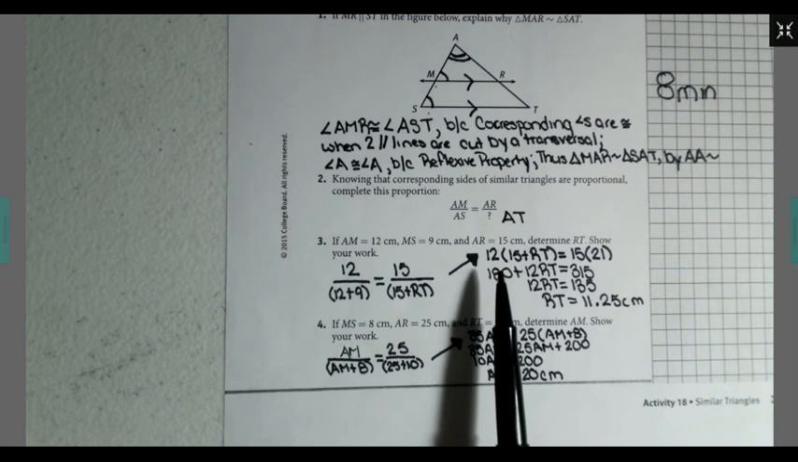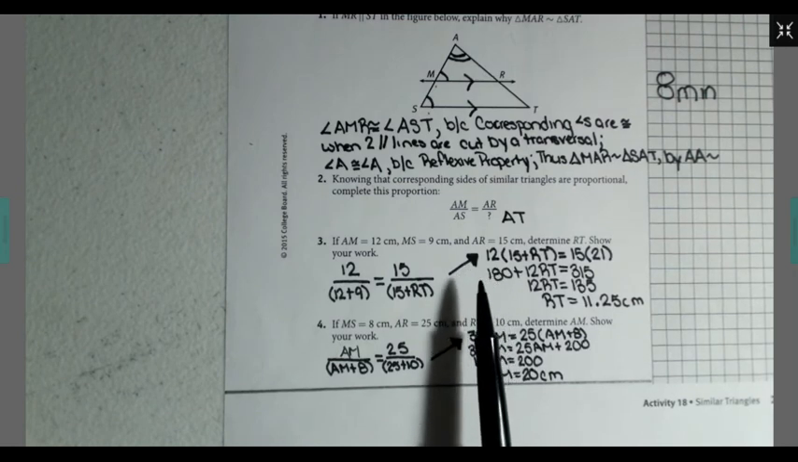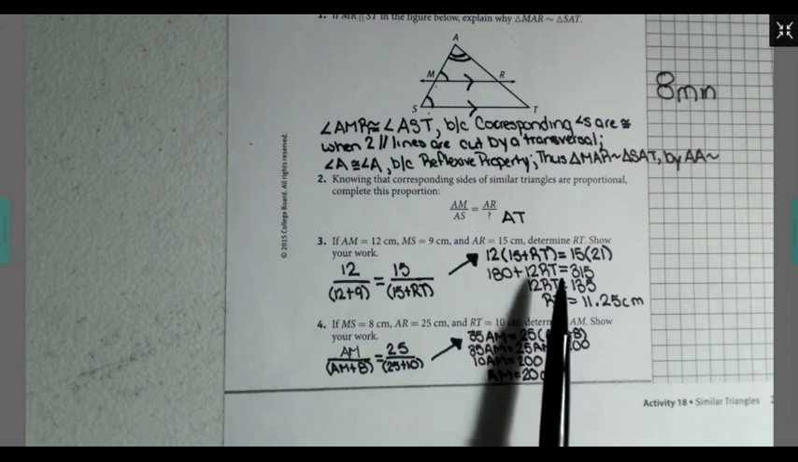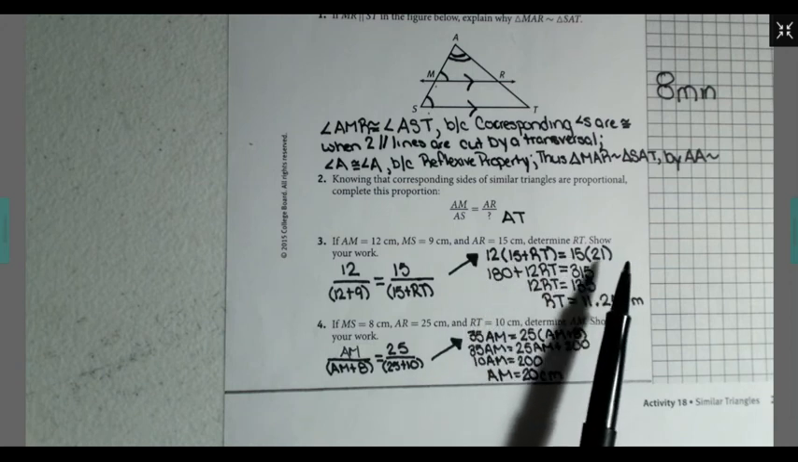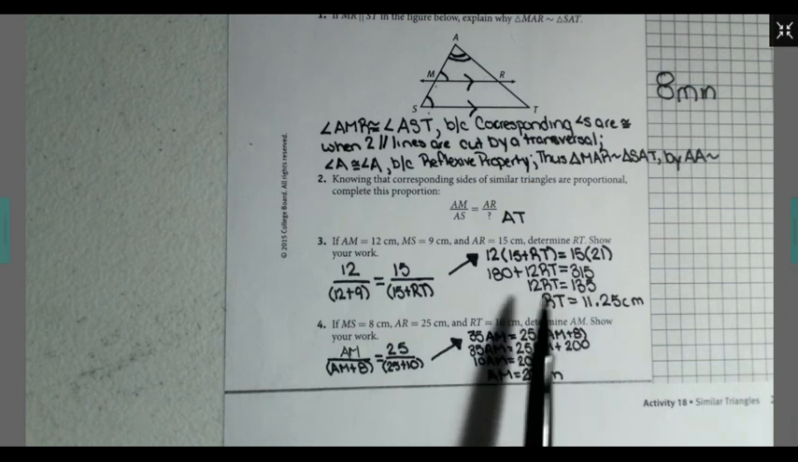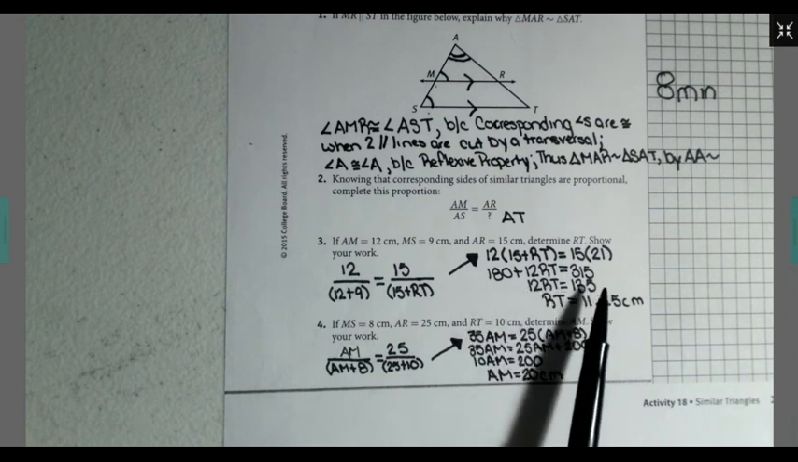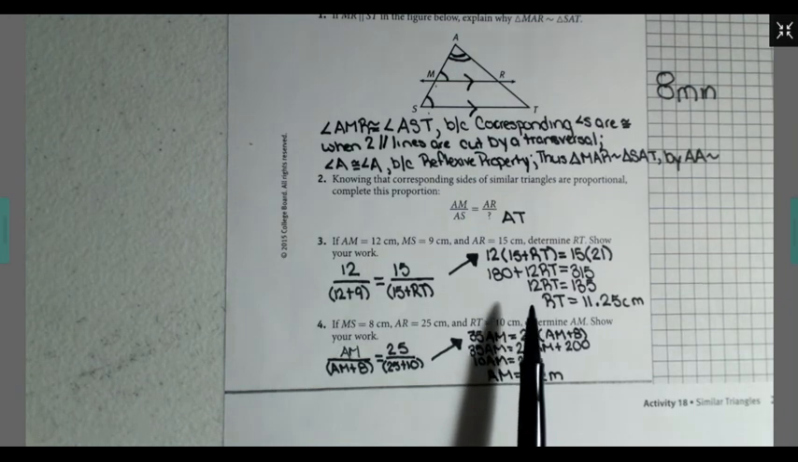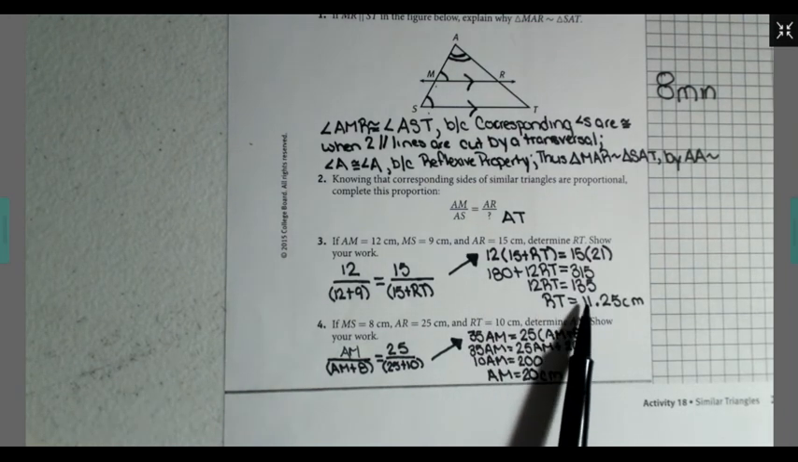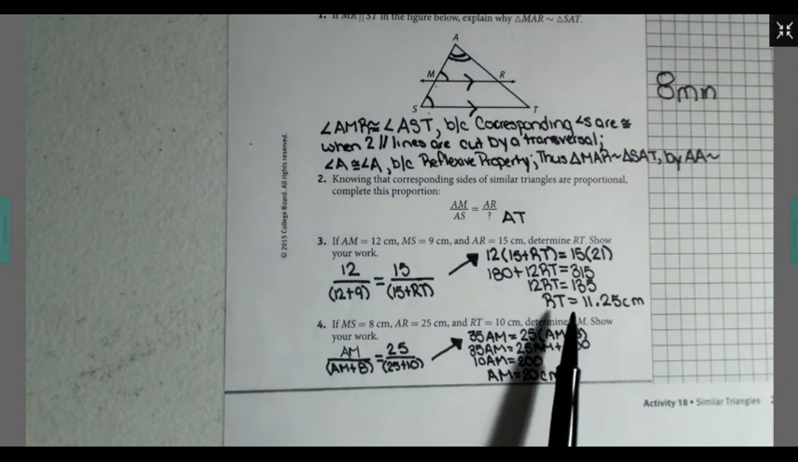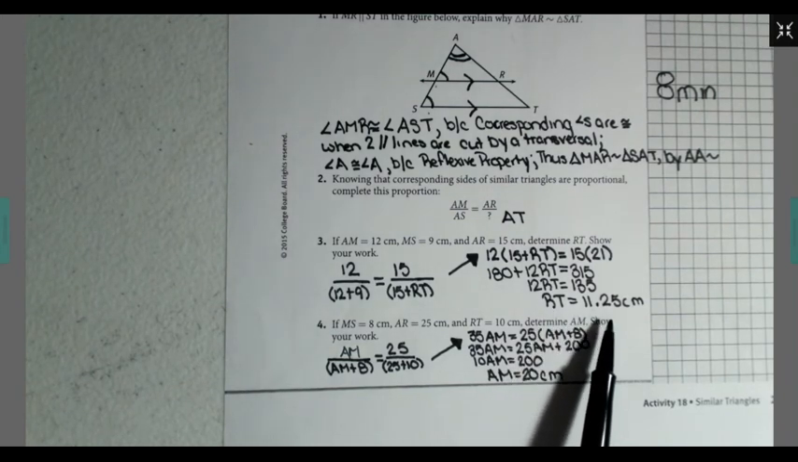So I had to use the distributive property here. So I had 12 times 15 was 180. 12 times RT is 12 RT. 15 times 21 is 315. We would have used the subtraction property here. I would have subtracted 180 from both sides. Got 12 RT equals 135. Did the division property to find that RT was equal to 11.25 centimeters.